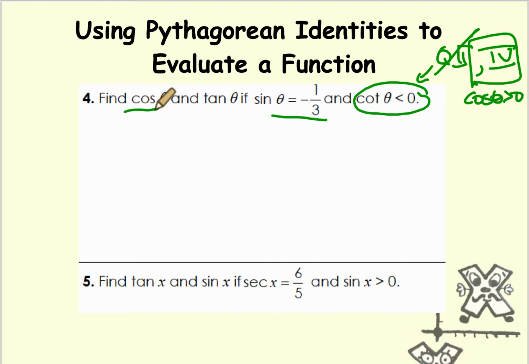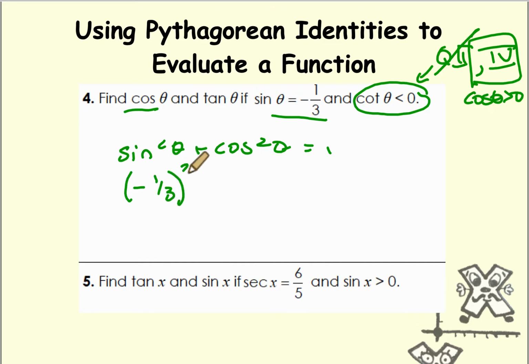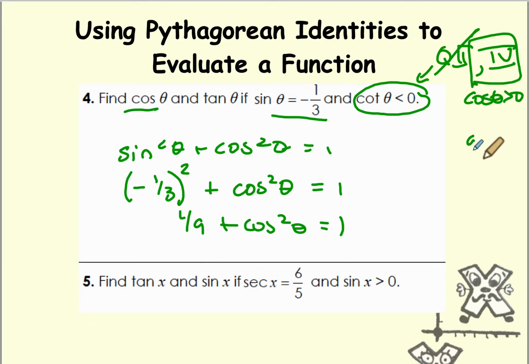Okay, so what do I know? I know that sine squared plus cosine squared is 1. And I know that the sine is negative 1/3. So since this is the sine of the angle, if I square it and I add the square of the cosine, I'm going to get 1. So negative 1/3 squared gives me 1/9. I'm going to subtract 1/9 from both sides. And where 1 is the same as 9/9, if I subtract 1/9 from 9/9, I get the cosine squared is 8/9.